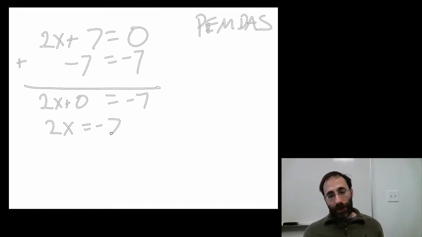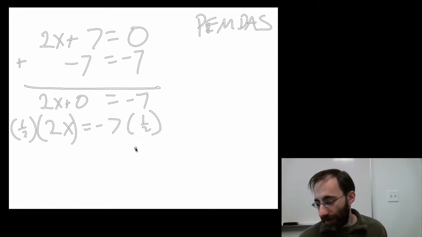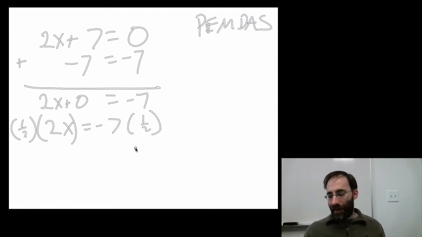What about the 2? Well, now I go backwards again, multiplying. Now I need a multiplicative inverse. And what we said for that was the multiplicative inverse was 1 over the number. So let's multiply both sides by a half. And I can multiply the equation by a half, but again, that's not that important.